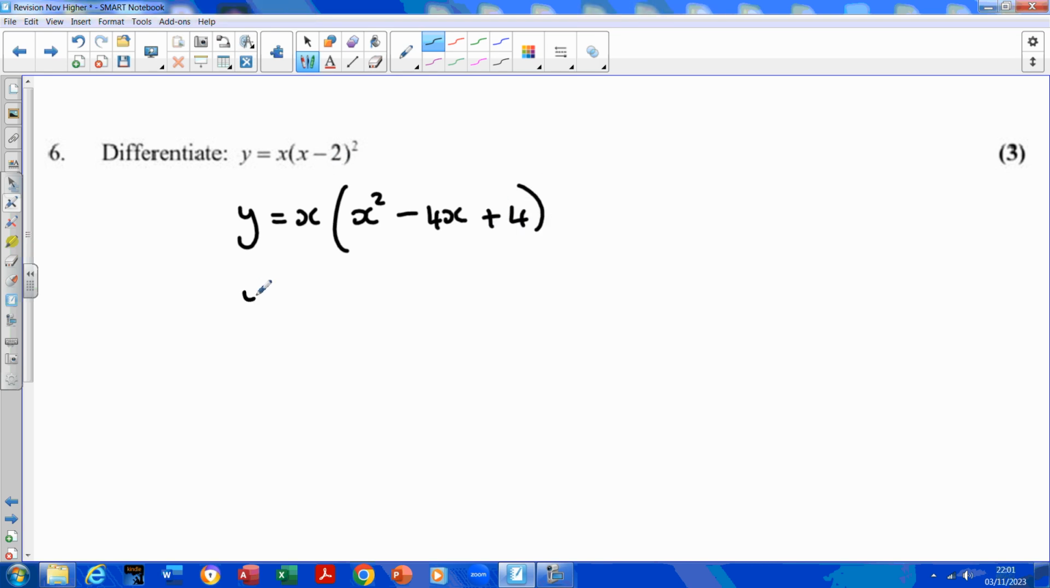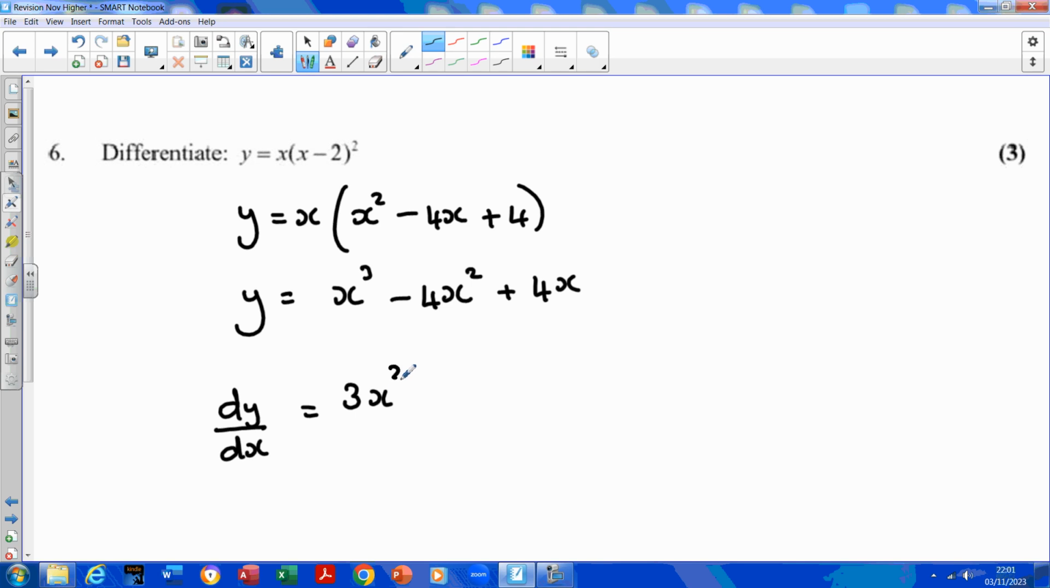Now I need to multiply all of that by x. So that gives me x cubed minus 4x squared plus 4x. It's now prepared. I can now take the derivative. So I change y to dy by dx. Take the derivative, multiply by the power, take 1 away from the power, so 3x squared. Multiply by the power is minus 8x to the power of 1, which is just x. And then the derivative of 4x, the x disappears, and it's just plus 4. And that's it all done.